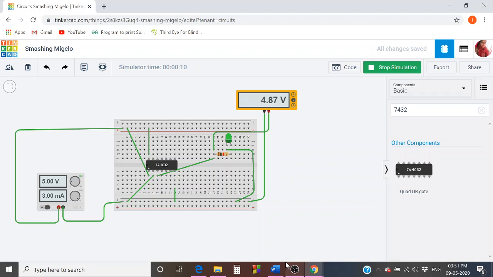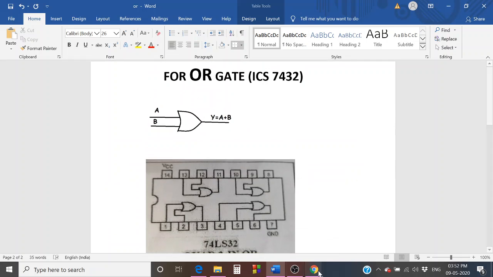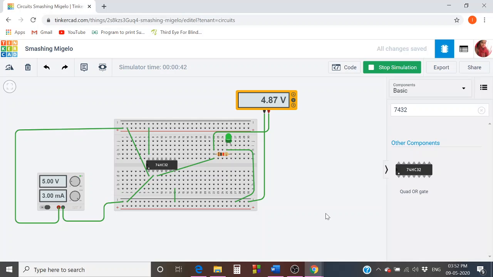So see, this is 4.87. So this voltage, you have to write 4.87. Output is, the bulb is glowing. So here you have to write 1. And this is for 0. And this 4.87. So see, it is the full circuit of OR gate.